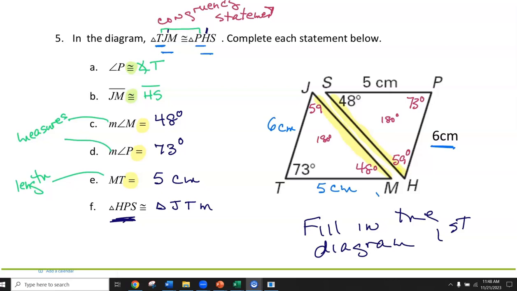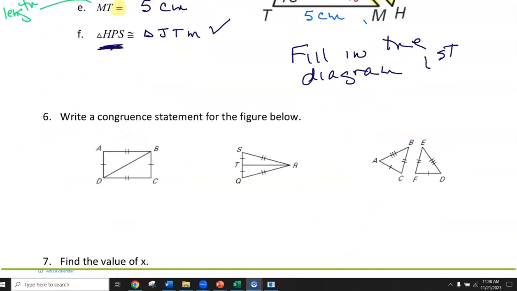Okay? Then I could just verify. Does H have the same value as J? So angle H is 59, angle J is 59. That's good. Does angle P, which is the middle one here, have the same value as angle T? And they do. And does angle S have the same value as M? And it does. So I know I've written this correctly. Okay, so there's a way to check your work, which is very key.